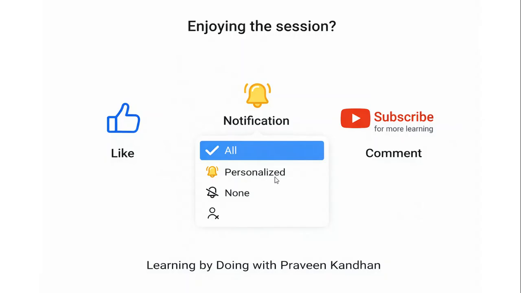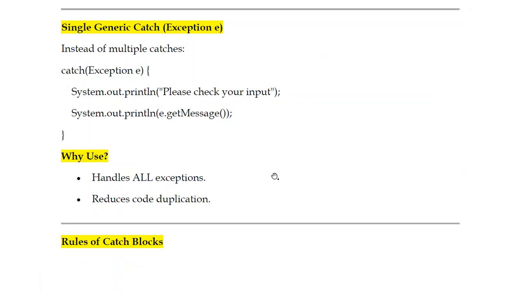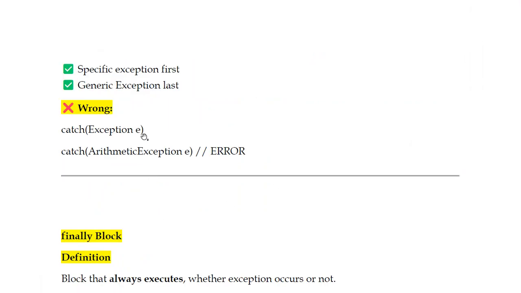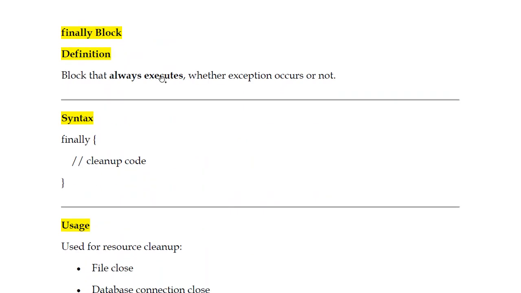Let's get started. In our previous session, we discussed the single generic catch exception, what the advantage of using it is, what the rules and regulations are, and the dos and don'ts. A generic exception should be at last; a specific exception should be first. Next, an important topic: the finally block.